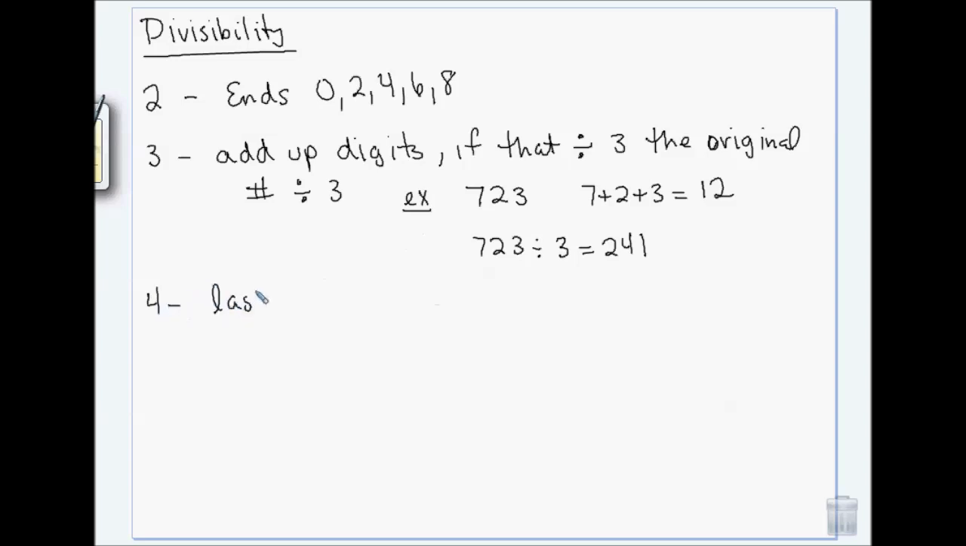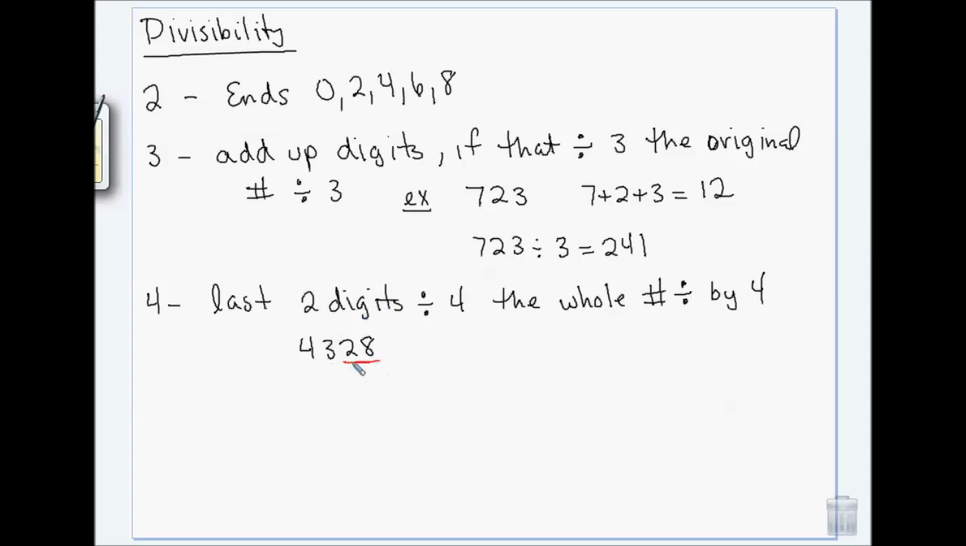For 4, if the last 2 digits divide by 4, then the whole number divides by 4. So if I have 4,328, okay, I'm going to look at these two right here. Well, 28 does divide by 4. So 4,328 will also divide evenly by 4.